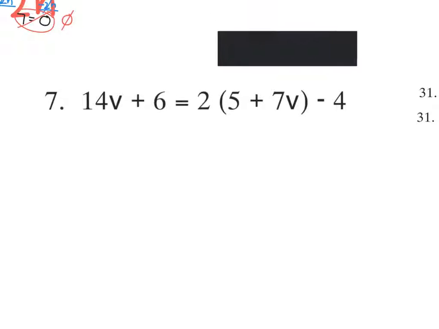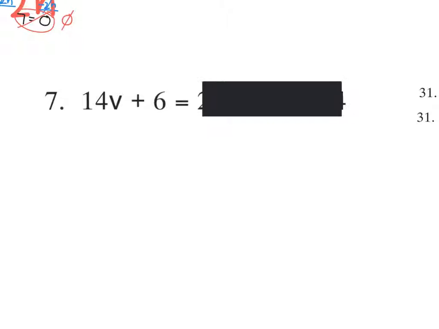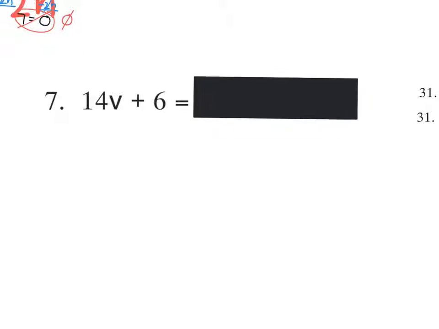Again, we're going to simplify one side at a time. So let me cover up this side. Is there anything to do on the left side? No. There's no distributive property. There's no combining like terms. So technically, this side is simplified.